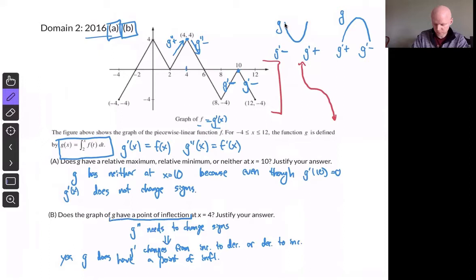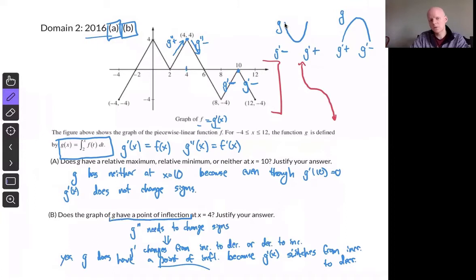Yes, g does have a point of inflection because g prime changes or switches from increasing to decreasing. This is the graph of g prime of x. It's what we're given. So the way that we justify our answer is by going off of what we're given.